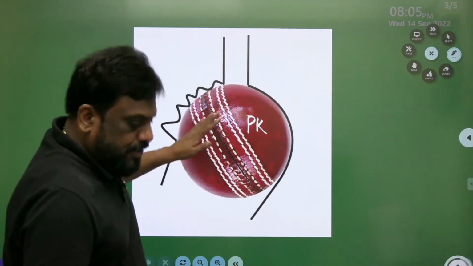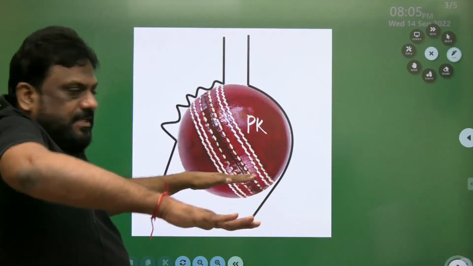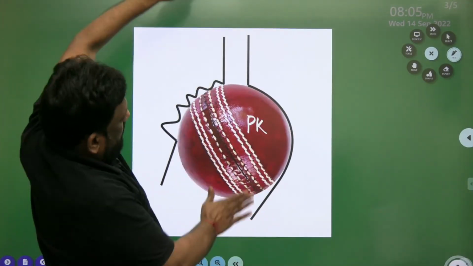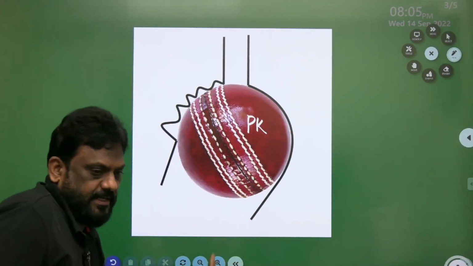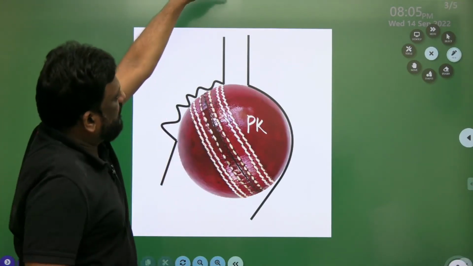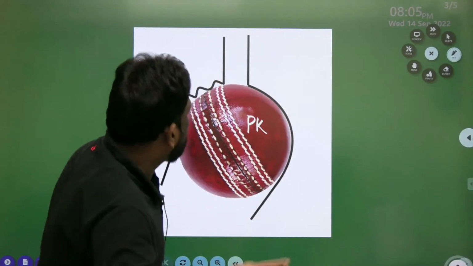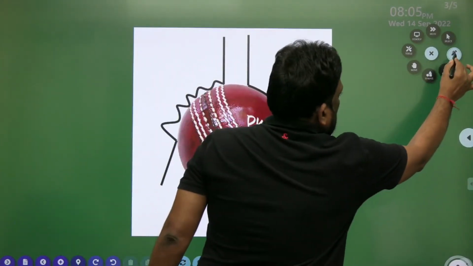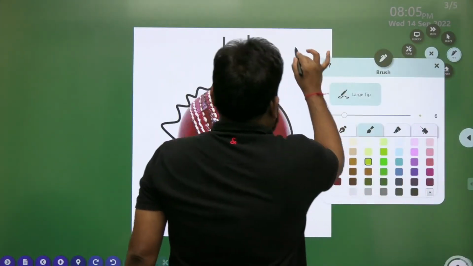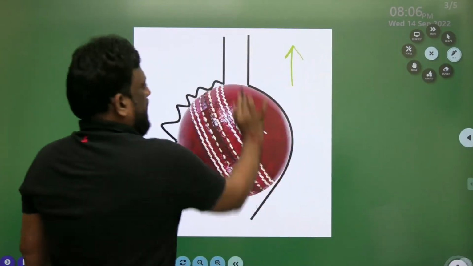Now let us assume that this is the plane, this is the ground. I have shown the ground like this. The bowler is bowling from this side, and the batsman is somewhere here. Actually, it is like this. The ball is moving in this direction. This is the direction of motion of the ball.